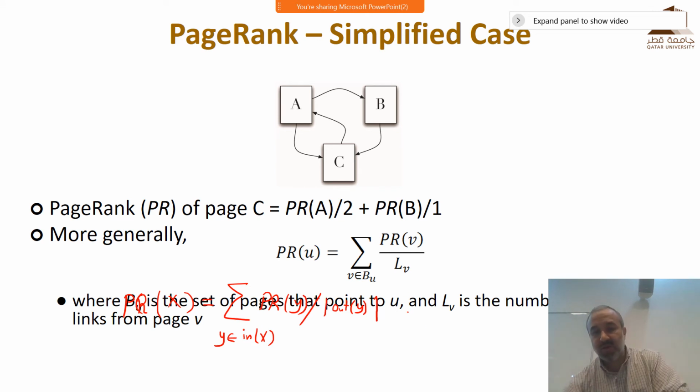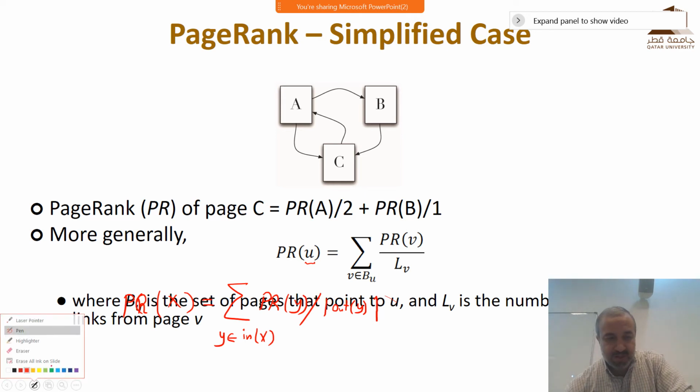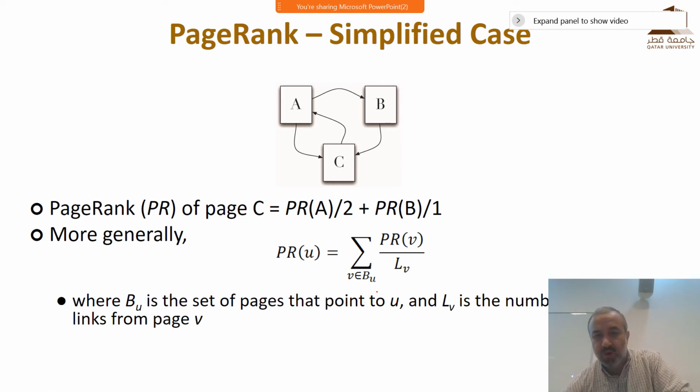Summation over all. So B here is the set of pages that point to U. U is the X in our example, and V is Y. So summation of all the nodes pointing to U. Let me erase this then. Summation of all nodes pointing to U, page rank of each of these nodes over the out links of that node. Okay, that's exactly what we mentioned. Any question up to this point?